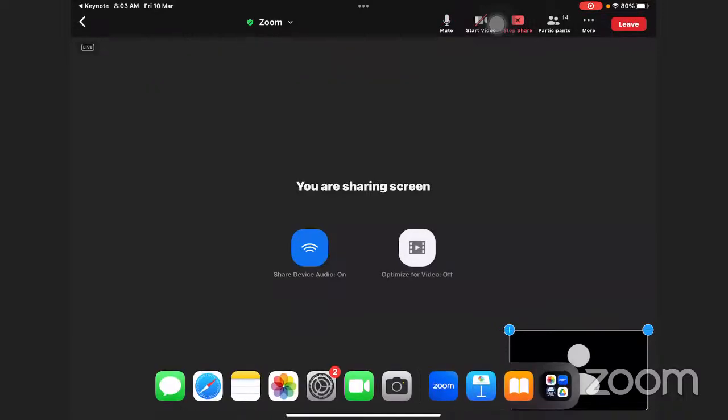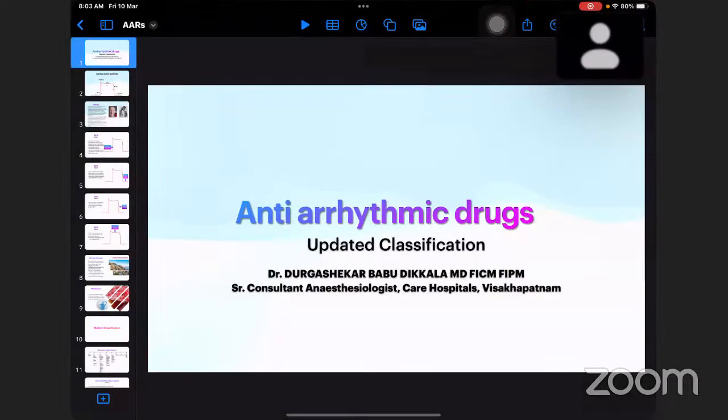Is the screen visible? Shekhar Kanbartuna. Yeah. Shall we start? Okay, done.